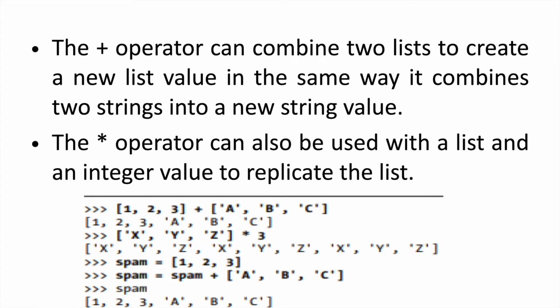So it is going to create one more new list. The plus operator is used to concatenate two lists to get a new list. The star operator is going to repeat the same values. It's going to create the duplicate values based on the number you have passed with the star operator.